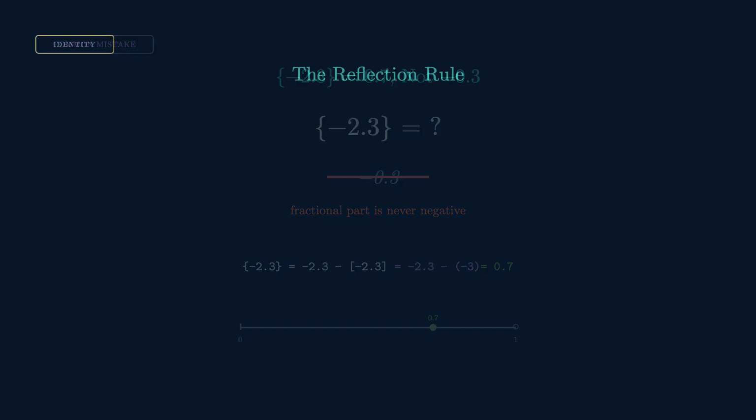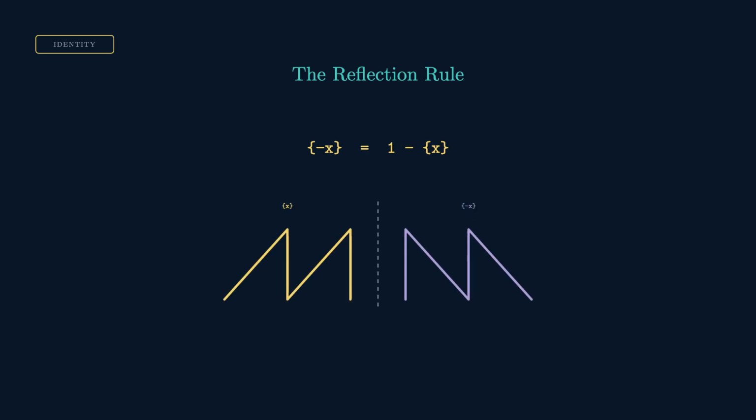The reflection rule, fractional part of negative x equals 1 minus fractional part of x. Geometrically it's the sawtooth mirrored, and you can sort of see why it'd work. But this rule comes with a condition attached, and that condition is where the trouble lives. Park that, we'll come back to it hard.